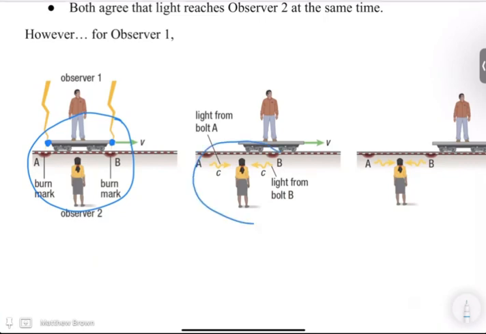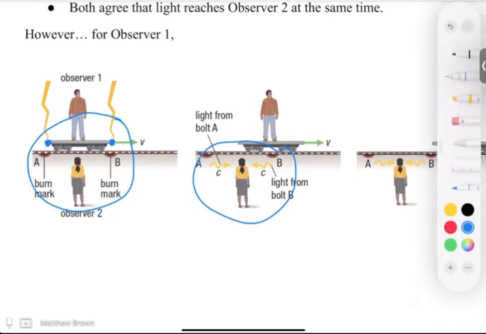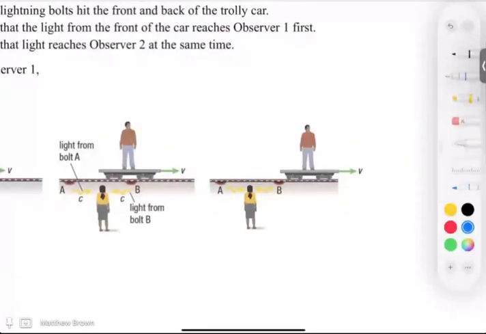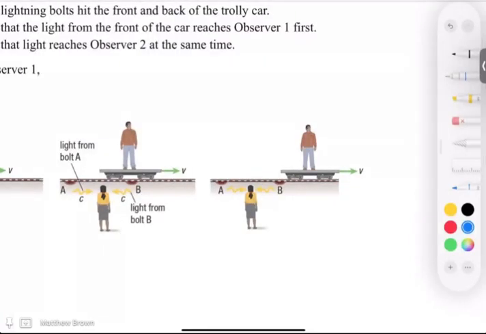And then over here we see the light reaches observer 2 at the same time from both events. So it's only rational then to conclude, well, that means these two events must have been simultaneous, right? The lightning struck the front and back of the car at the exact same time, okay? And then again, observer 1 just continues to move off.